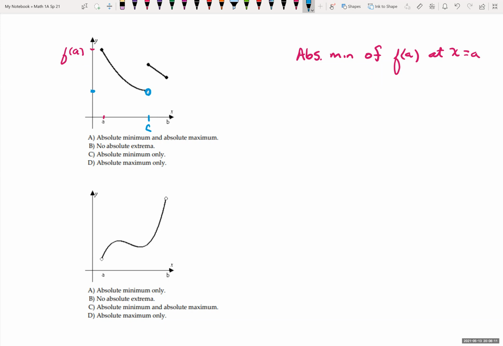So in here, there is no absolute max. Oops. I don't know why I said min up here. This was a max. So there's no absolute max on this graph.